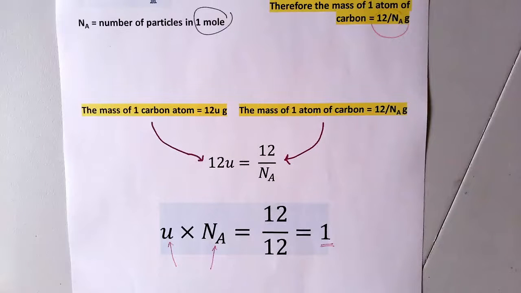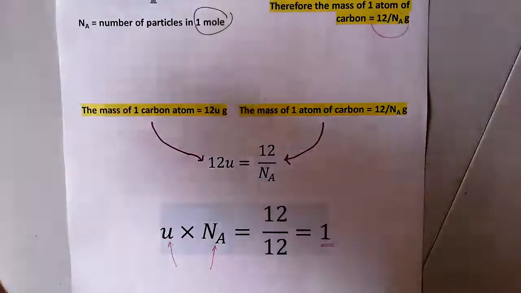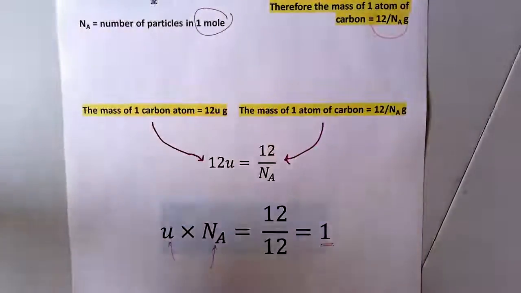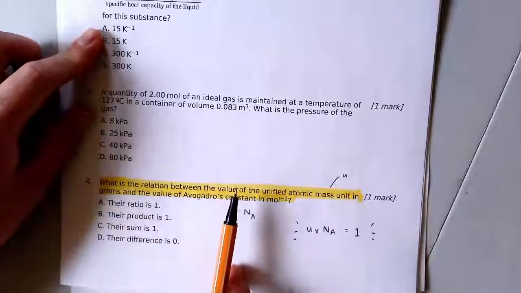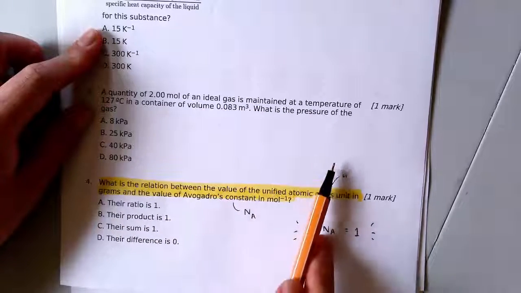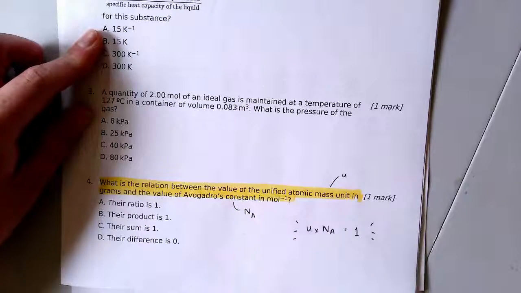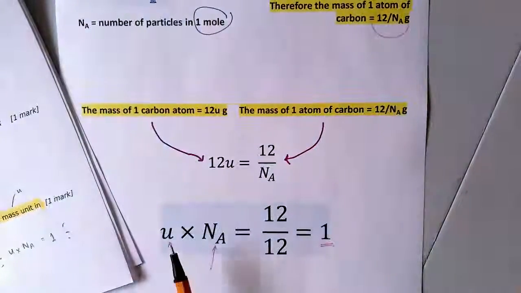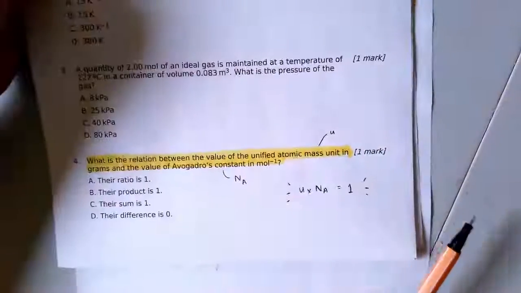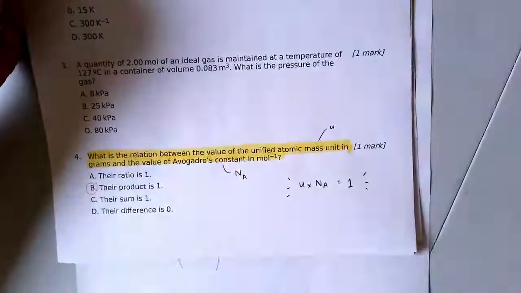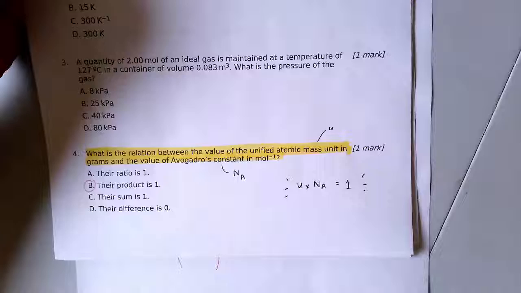Now you may well be asking me, why on earth are you asking me to learn this? Well, let me show you a really typical multiple choice question that gets asked in your paper 1. What is the relation between the value of the unified atomic mass unit, u, and the value of Avogadro's constant, N_A? Well, I've just proven to you that if you multiply those two things together, you get 1. And that then tells me that I'm going to choose answer B. The product of these two things is 1. And I have seen this come up multiple times.